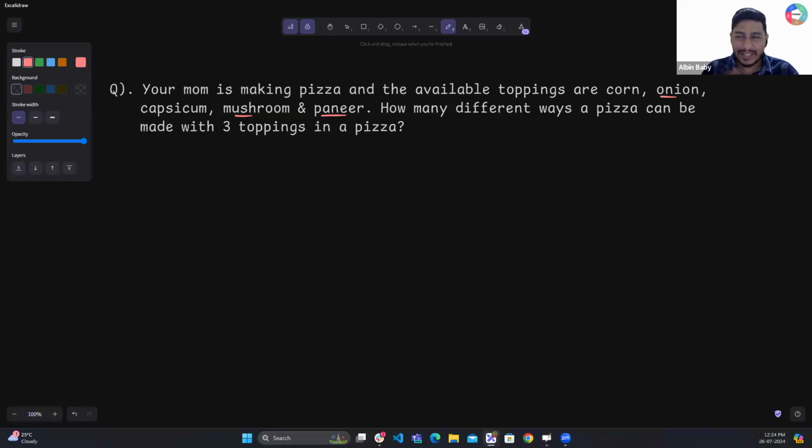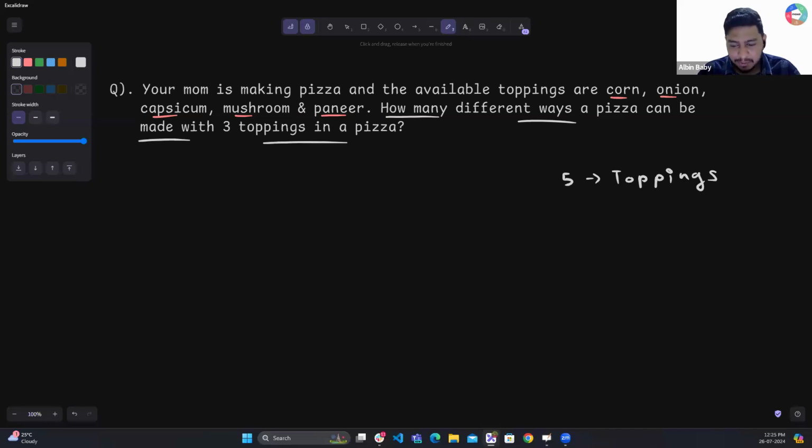How would it feel to eat corn, onion, capsicum, mushroom, and paneer together? Yes or no? There are five toppings. So in total, how many toppings do we have? We have five toppings, right? In how many different ways can a pizza be made with three toppings? So you ask your mom to add only three toppings in a pizza. In how many different ways can a pizza be made?